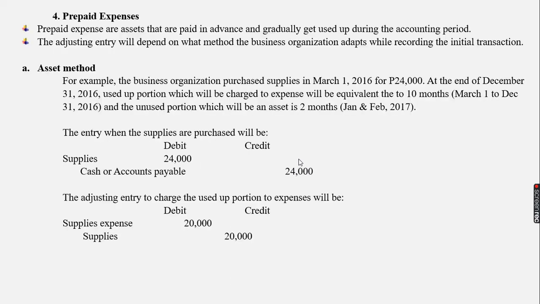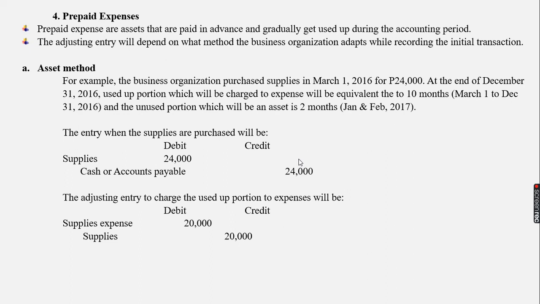Now, let's go to prepaid expenses. So, prepaid expenses are assets that are prepaid in advance and gradually get used up during the accounting period. So, the adjusting entry will depend on what method the business organization adopts while recording the initial transaction. So, kapag prepaid expenses, you paid it in advance. Prepaid insurance, prepaid advertisement, prepaid rent, lahat ng prepaid, you paid it in advance pero hindi mo pa siya na-consume. Okay?